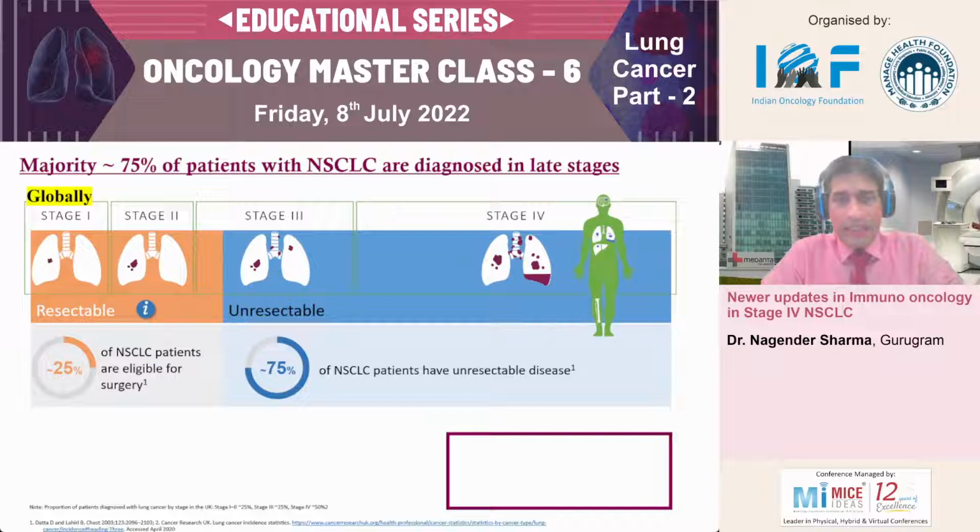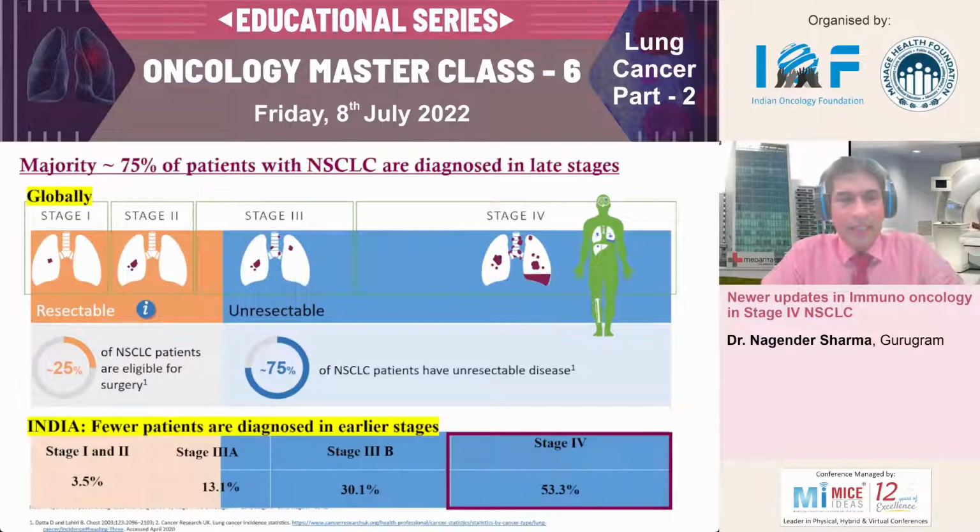So I want to tell here that there is a difference between operability and resectability. So operability depends upon cardiopulmonary function and the performance status of the patient. But resectability depends on the anatomical staging, depending on the site and size of the disease. So cancer which is operable may not be resectable, and the cancer of lung which is resectable may not be operable. So in lung cancer, 75% of the patients are diagnosed in advanced stages, and 75% of the patients have unresectable disease.